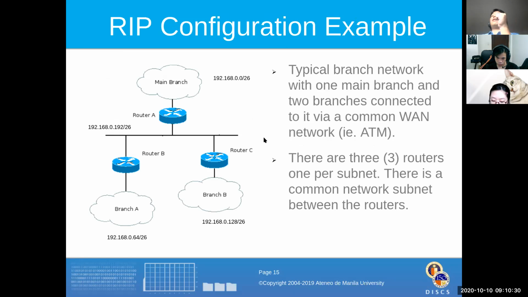So for example, in a RIP configuration, let's look at this example here. I have 3 routers here. This one is connected to 192.168.0.0/26. This is 0.128/26, 0.64/26, and the network in between is 0.192/26. So I took the step already of defining that I have 4 networks here, 1, 2, 3, and in the middle 4, right? And they're all connected to each other.